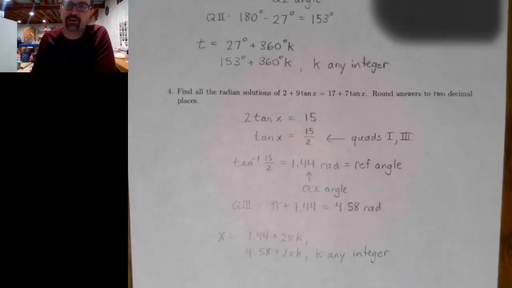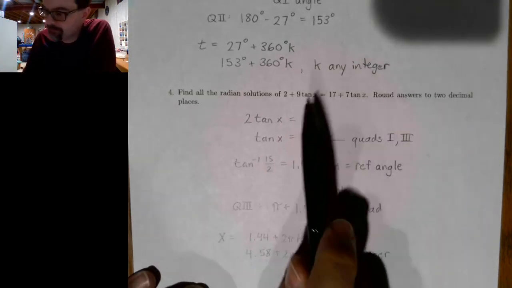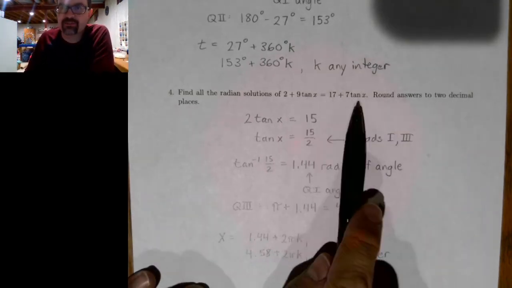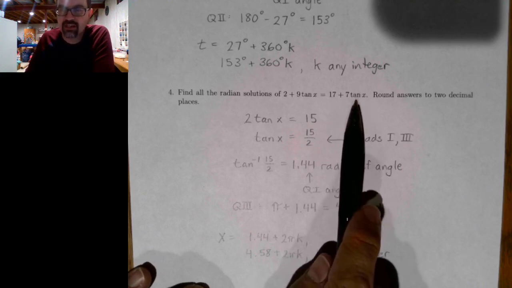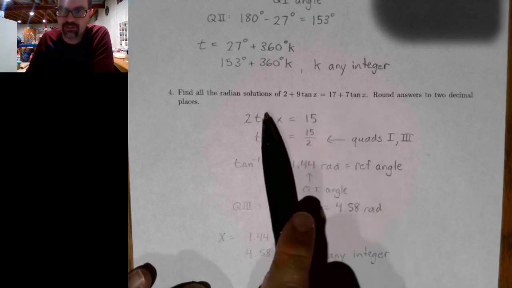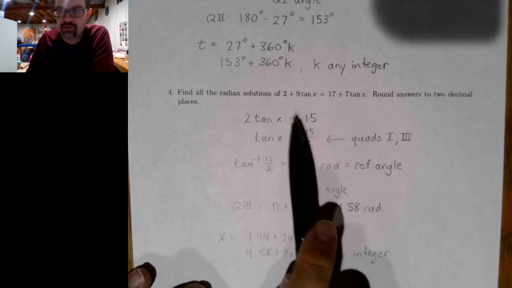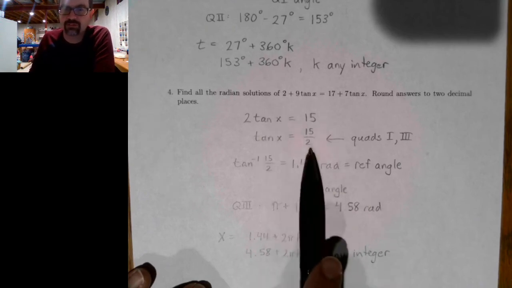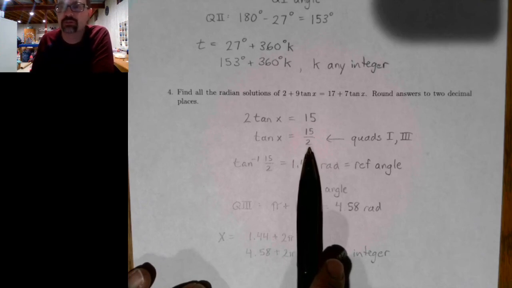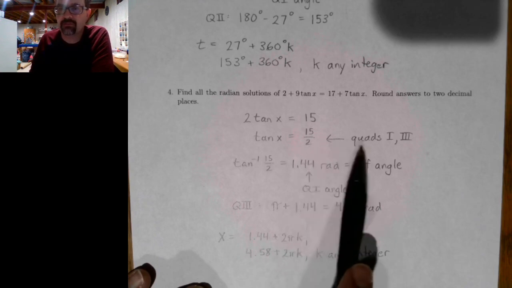Alright, number 4, the tangent function. So first off, well, we got tangents on both sides, so let's gather our tangents on both sides. So subtract 7 tangent x from both sides. 9 minus 7 is 2 of those. 17, we'll subtract 2 from both sides, so we got a 15. Divide by 2, and we are talking about tangent being, well, 7.5, 15 over 2. We are doing radian answers here, too. Let's keep that in mind.